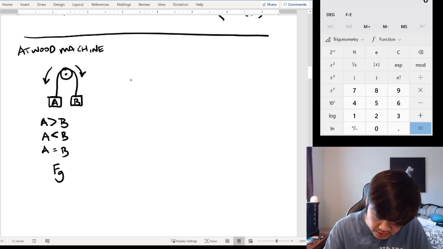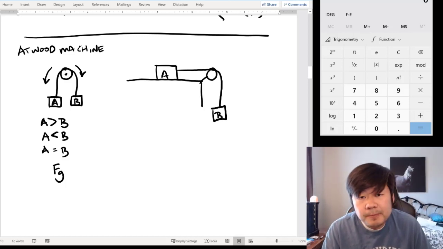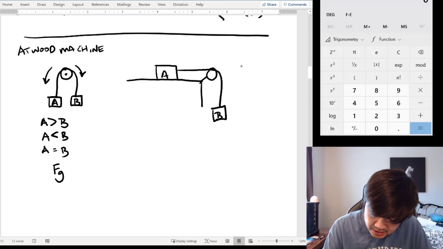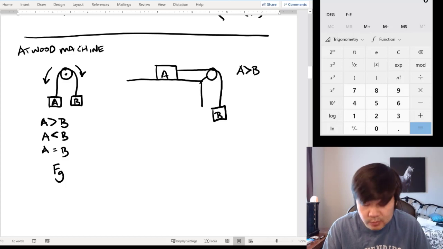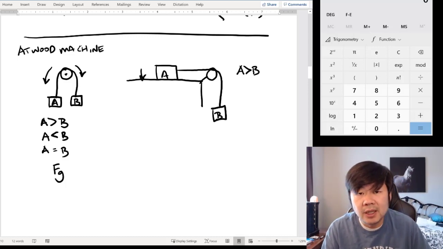Now the other Atwood machine that's often seen is the one that looks like this on some sort of tabletop. So you'd have some sort of object here, and then you'd have some sort of object here. So if we call this one A and B, let's say A is greater than B in this case. What would happen to this system? Well, we have to include another force here, force friction. So does the table have friction or not? In a realistic situation, it would always have friction. But let's just start out at a basic level. Let's say that there's no friction.